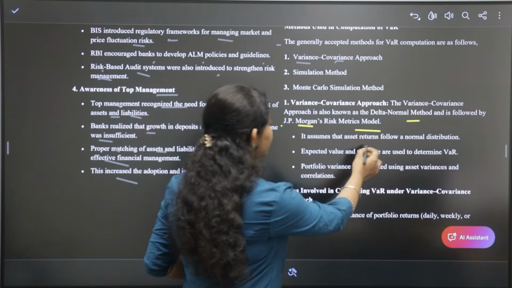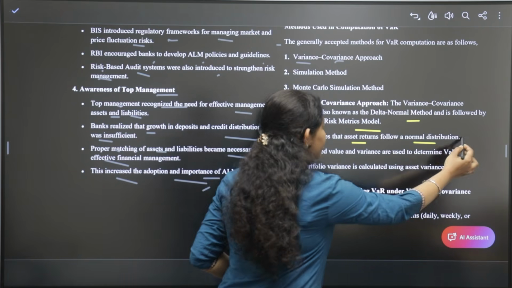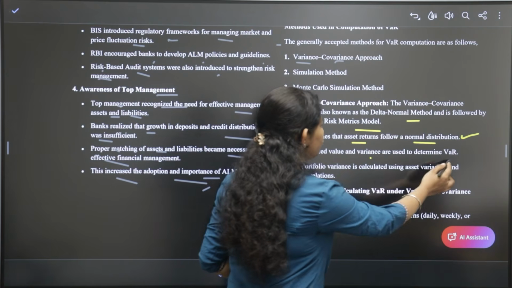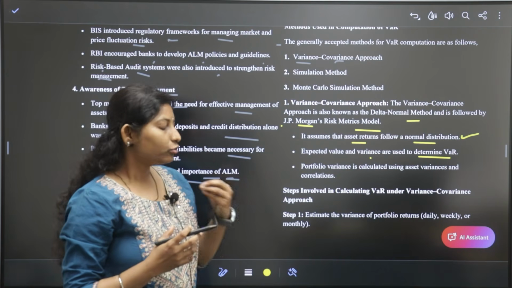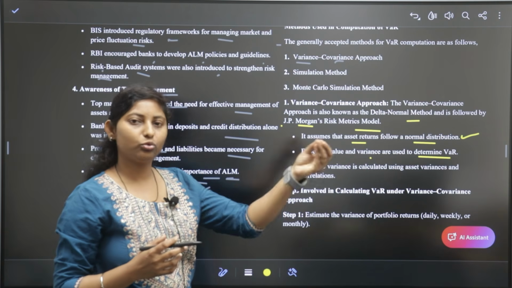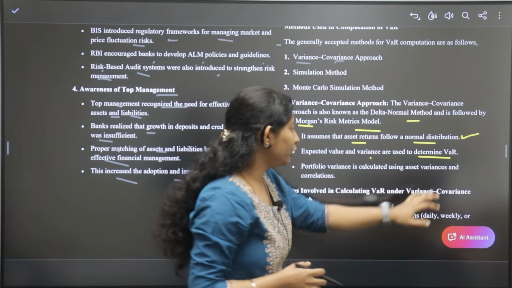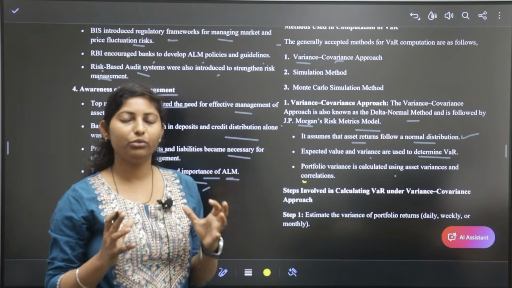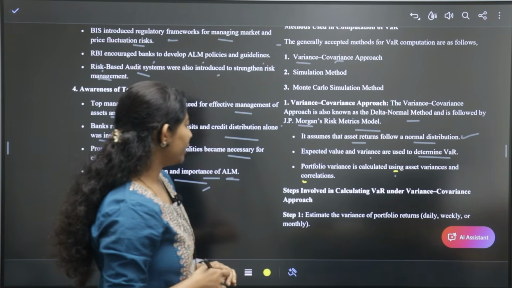It assumes that asset returns follow a normal distribution. In the calculation there will be a normal distribution. Expected value and variance are used to determine VAR. That value will help us to know our value at risk. Portfolio variance is calculated using asset variance and correlation. Our portfolio value is also known with the help of variance and covariance.